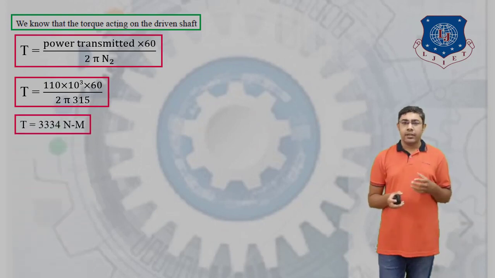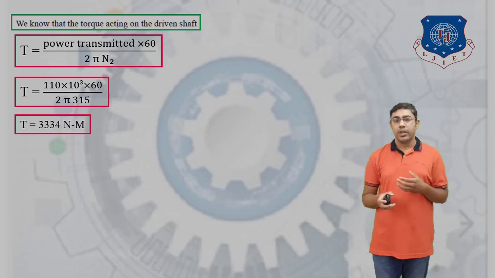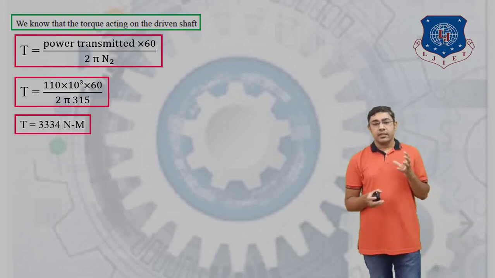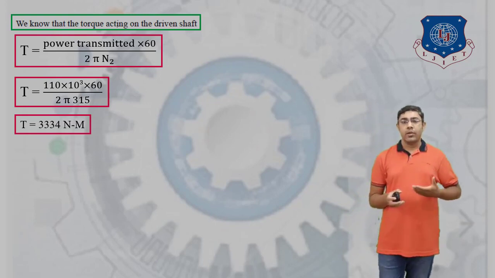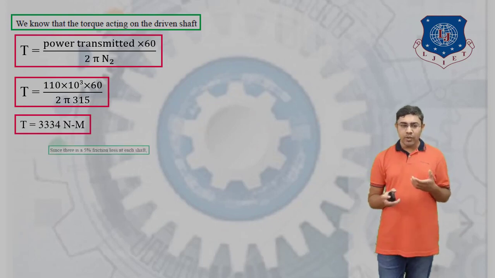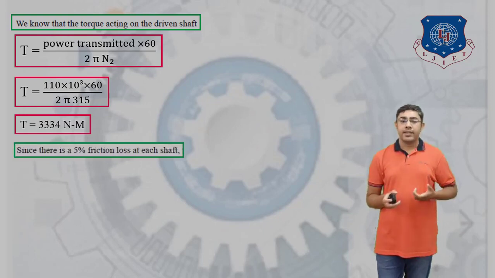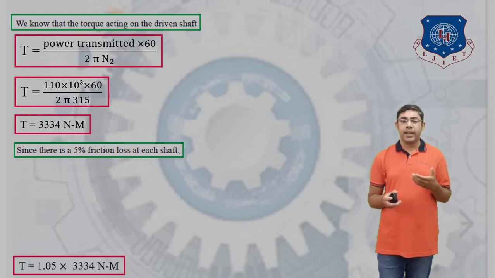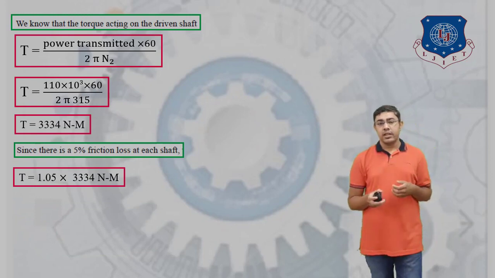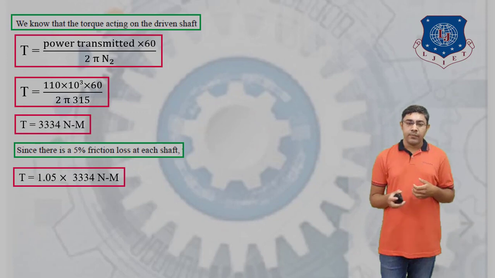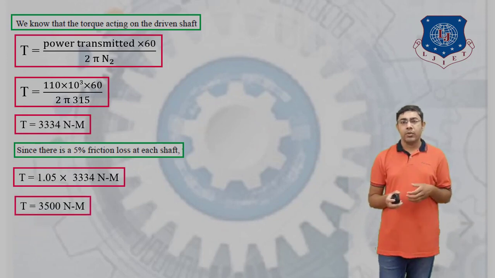So we get the torque exerted or acting on the driven shaft, that is equal to 3334 Newton meters. But we also have to consider the friction loss. Since there is 5% friction loss at each shaft, the final torque becomes T is equal to 1.05 into 3334 Newton meters. So we get the torque equal to 3500 Newton meters.